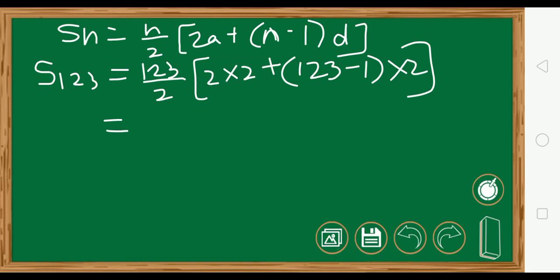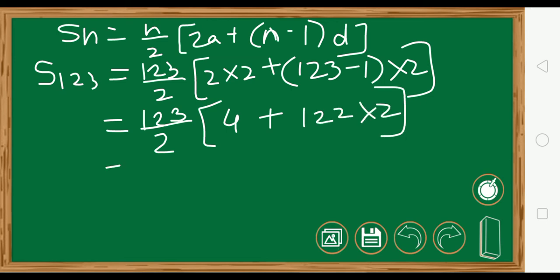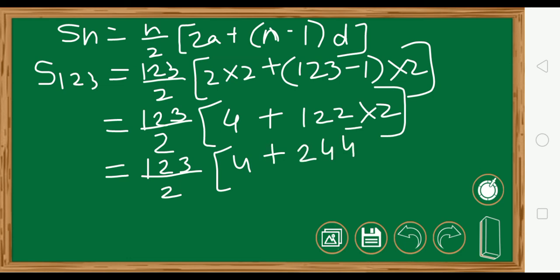So that is equal to, now see 123 upon 2, if you divide by 2, it will come in points, so don't divide. Only if there is an even number, divide it over here and finish it. If it is not an even number, never divide it, leave it like this. Maybe in the bracket you get an even number and it will be cancelled. 2 2s is 4 plus, now this is 123 minus 1, so it is 122 multiplied by 2. Now next step, 123 upon 2, 4 plus, this is 244.